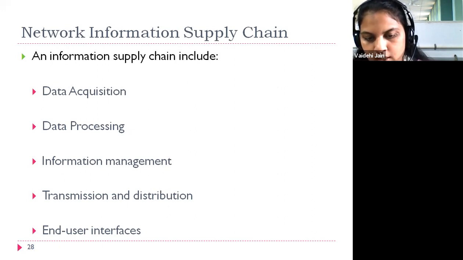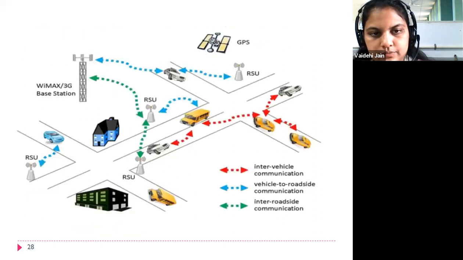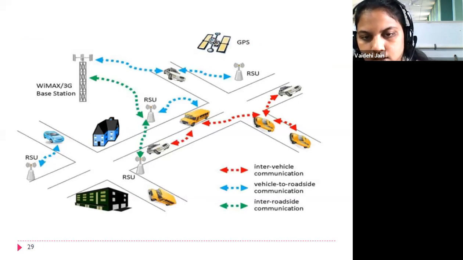Whatever data is required by the traveler should be provided to the traveler in this step, the transmission and distribution step. This is one image in which you can see how the data is transmitted from vehicle to vehicle, or vehicle to roadside unit, or inter roadside units.